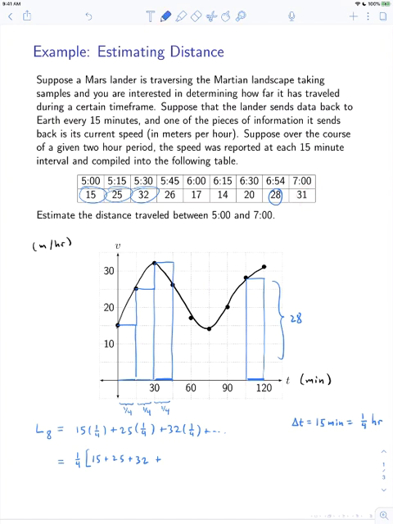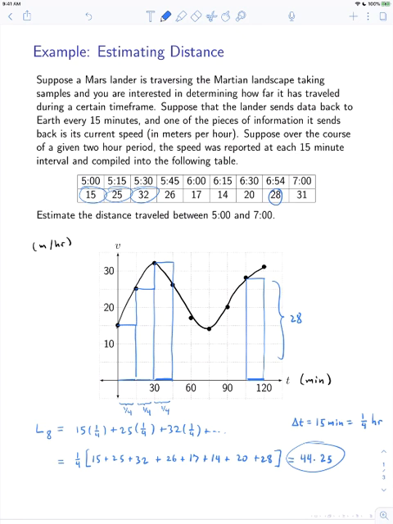So it's 15 plus 25 plus 32 plus 26 plus 17 plus 14 plus 20 plus 28. And if you do a little bit of computation, you should get that this will end up being 44.25. So our left approximation tells us that our Mars lander has traveled approximately 44.25 meters.